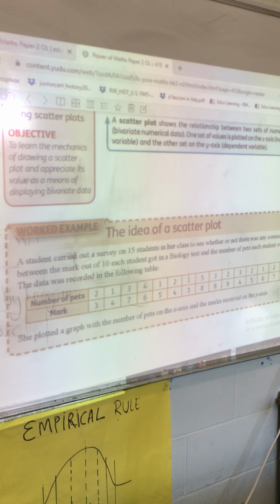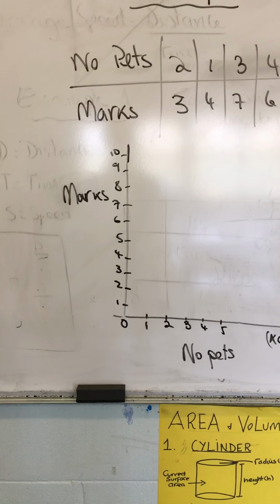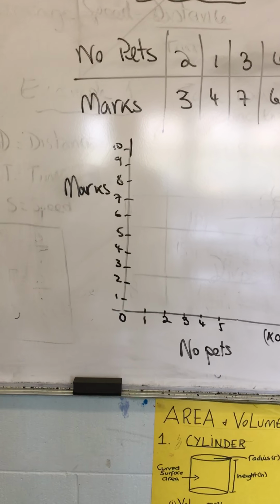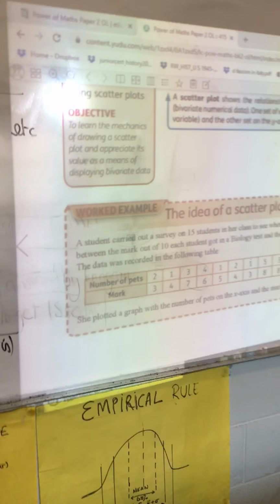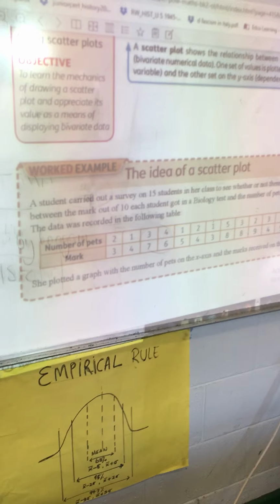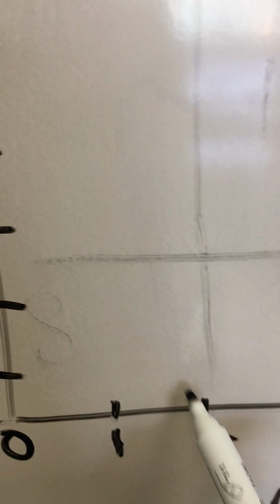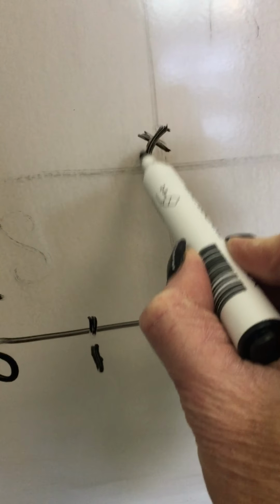She plotted a graph with the number of pets on the x-axis, which I've just done a little bit of here for you, and the marks that they got are on the y-axis. So how do you go about plotting this scatter graph? You look at the first entry here, which is the number of pets is 2 and the number of marks was 3. So I go back over here to 2, number of pets 2, number of marks 3, and I'll put an X or a dot.